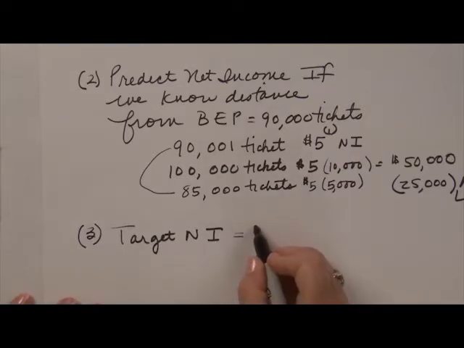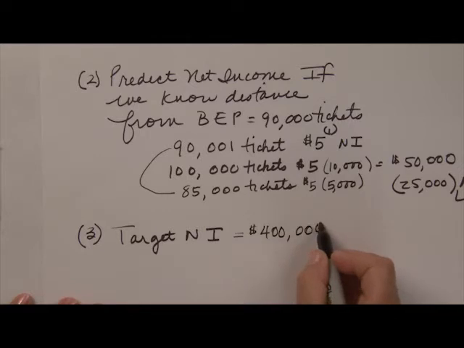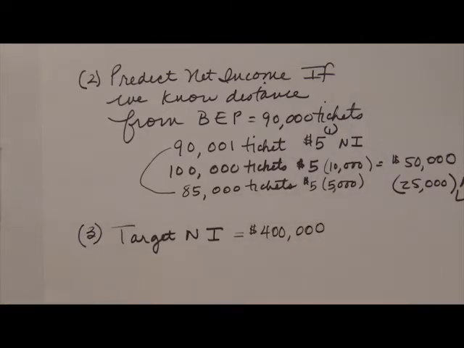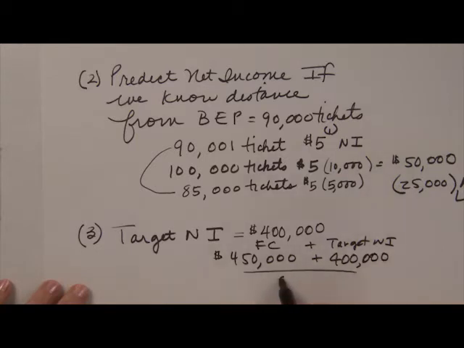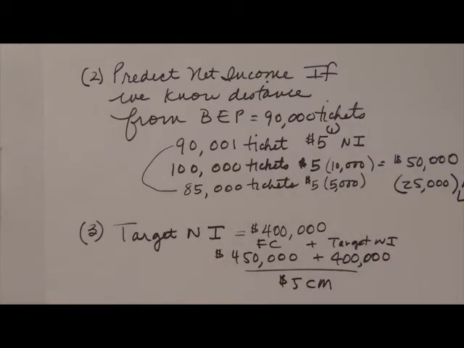Let's assume our target net income equals $400,000. Now what our contribution margin is going to have to do, $5 at a time, is cover the fixed cost, and then we need to sell enough units to also cover $400,000 of profit. So this becomes a very easy formula. Fixed cost plus the target net income, which was $400,000, divided by $5 contribution margin per unit. And this gives us 170,000 tickets. What we're saying is if we sell 170,000 tickets, we should have a profit of $400,000.